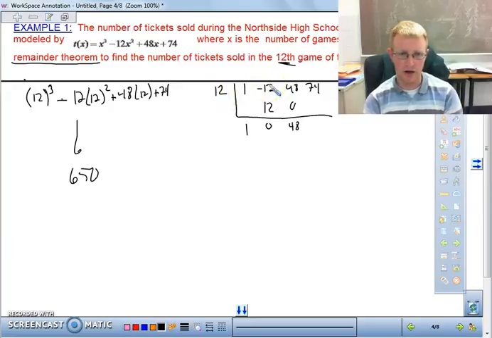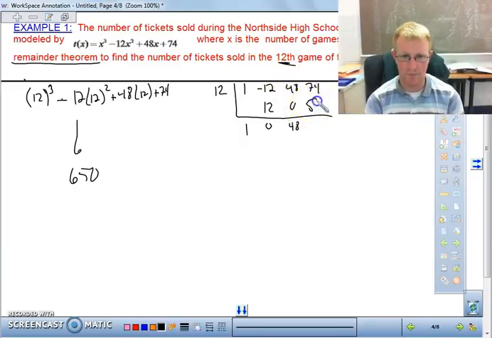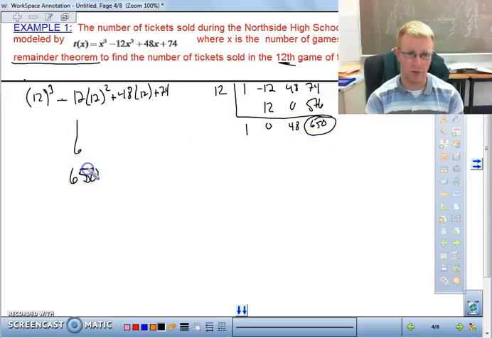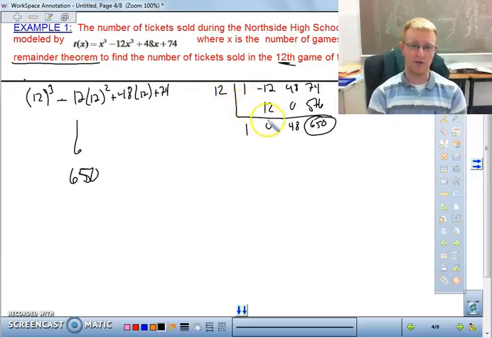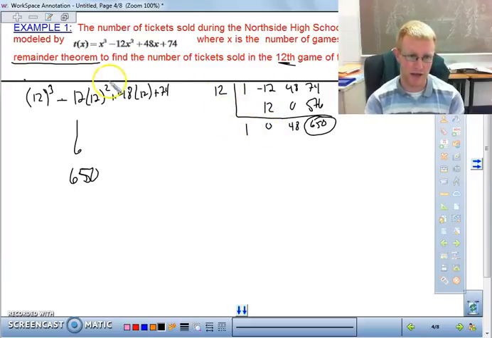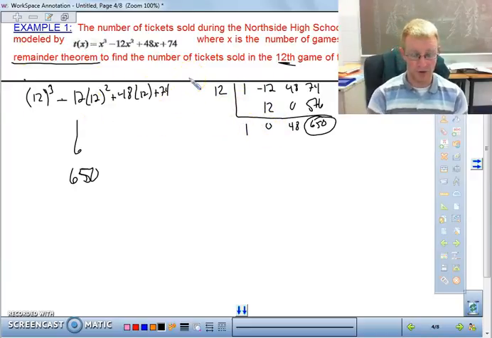Okay, you keep going there. 12 times 48 is a large number, 576. Yep. Okay, and then 576 plus 74 is 650. Okay, and you see this number right here is the exact same number you get if you were to plug it in. So either one of these works. Just sometimes if you remember synthetic substitution, it's quite a bit easier and a little bit less likely to make a mistake like what you do over here. But it's up to you which way you want to use that.